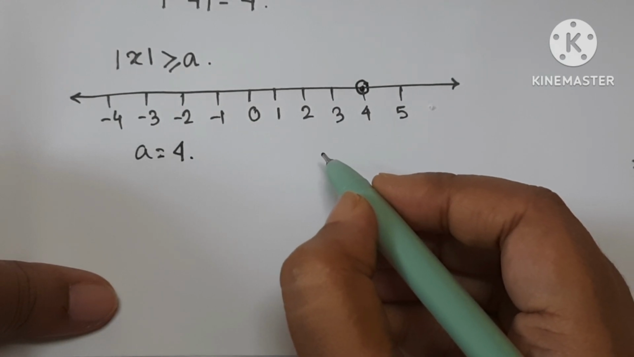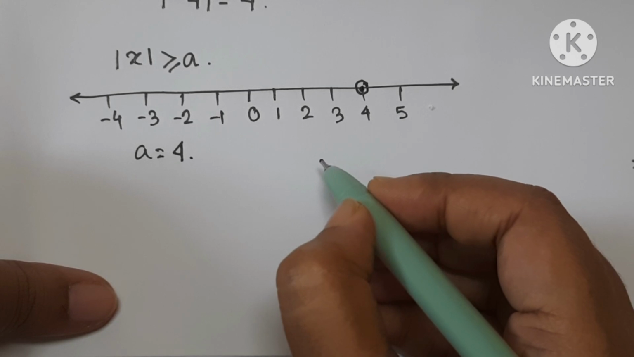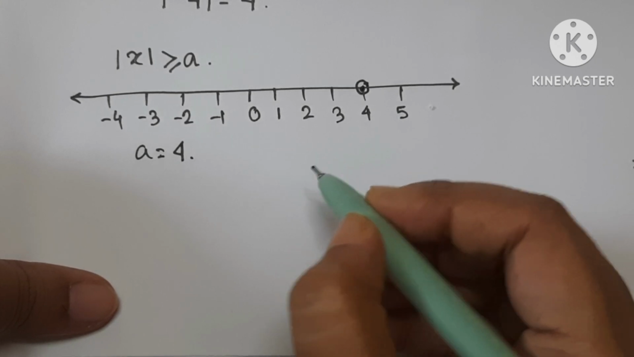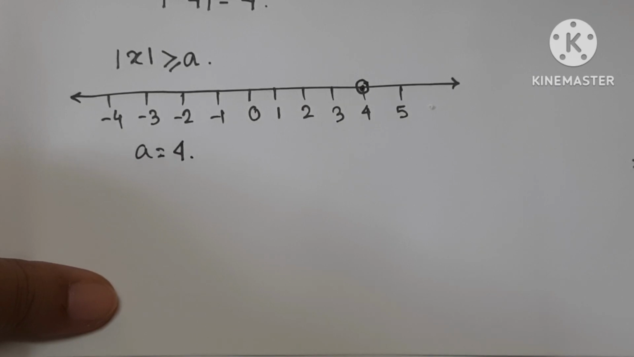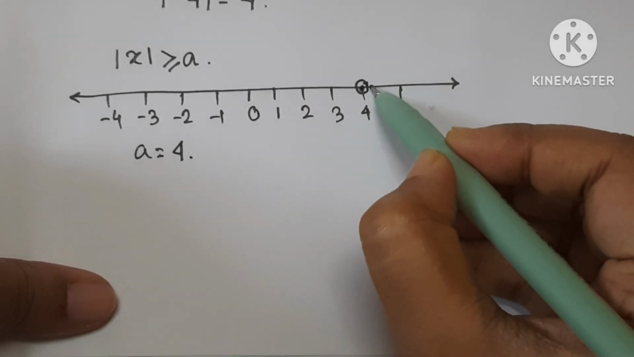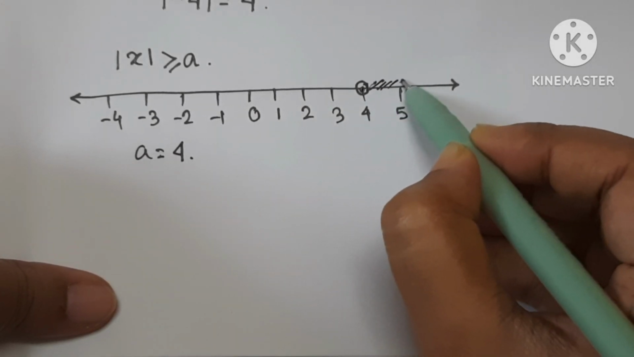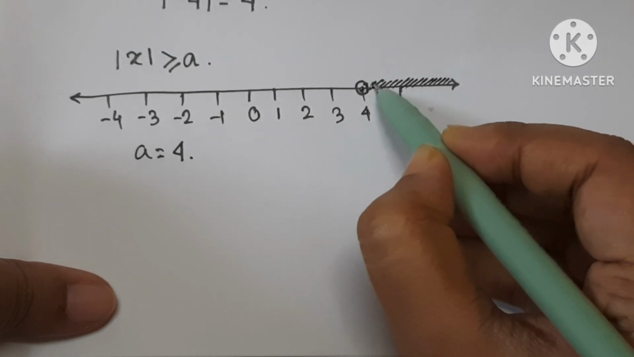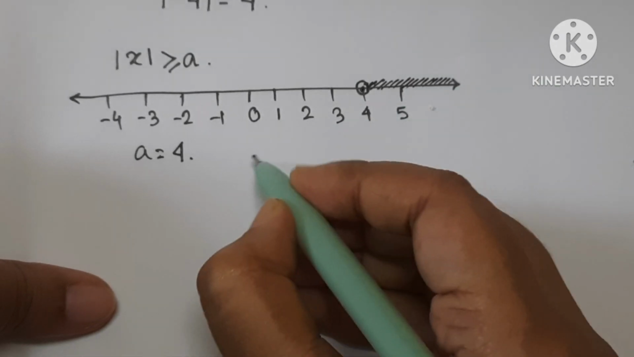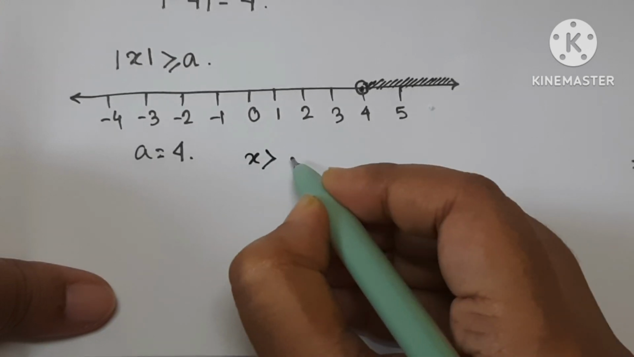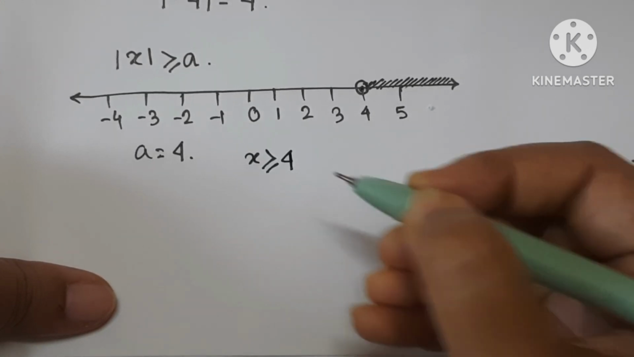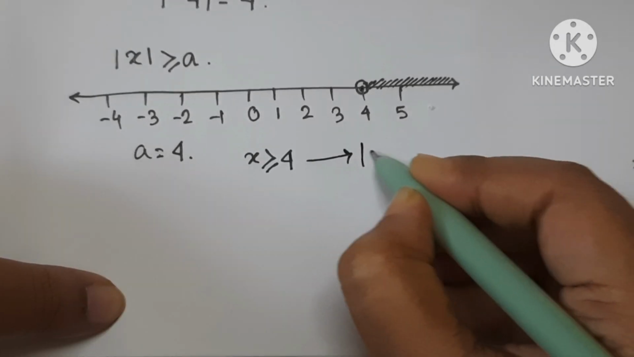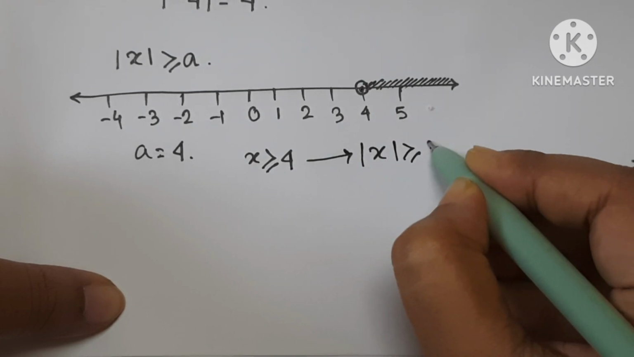Now first I have to consider x that is greater than a, right? X that is greater than a, that means this region, all the x that has been chosen from this region, that means x greater than or equal to 4, that satisfy this mod x greater than or equal to 4.